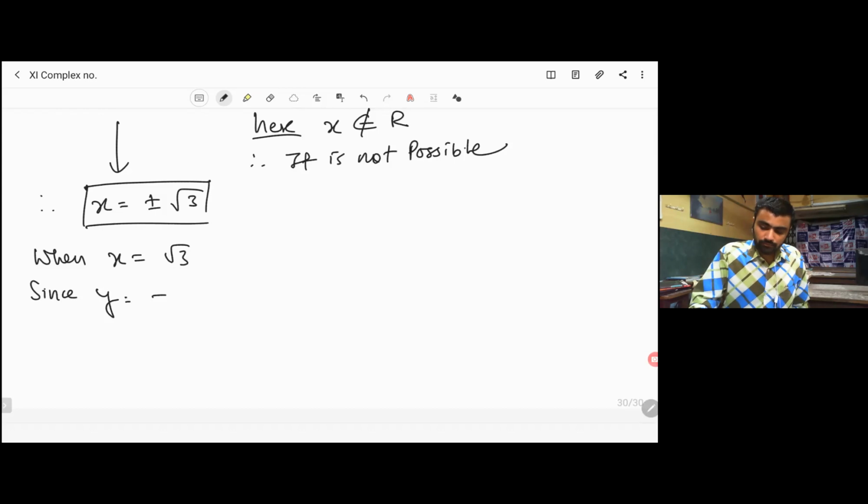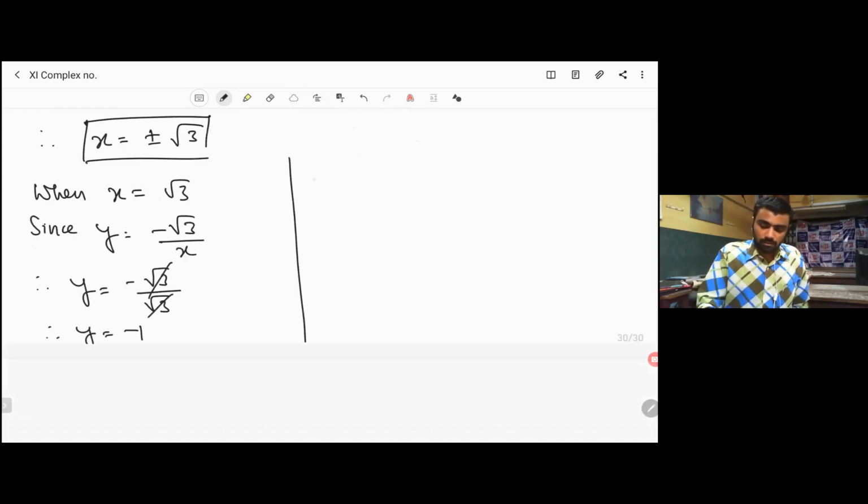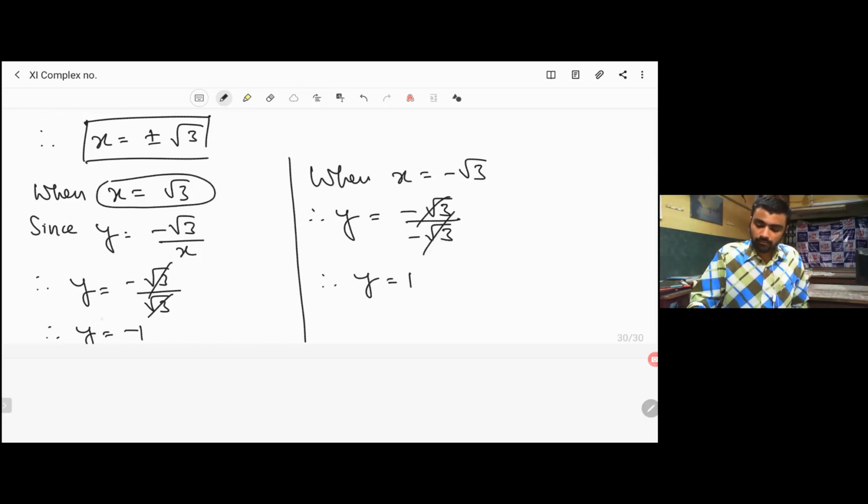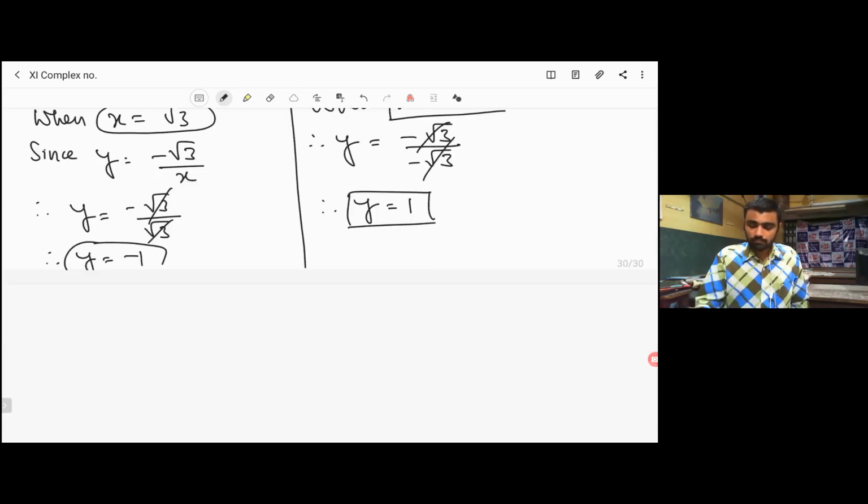But when x is equals to -√3, therefore y will be -√3 upon -√3. This is 1. तो x का वैल्यू जब ये √3 है, y का वैल्यू -1 है, और x का वैल्यू जब ये -√3 है, y का वैल्यू +1 है. So now finding required square root.